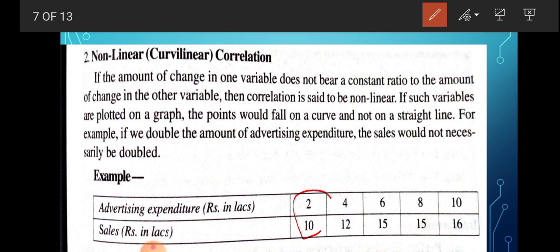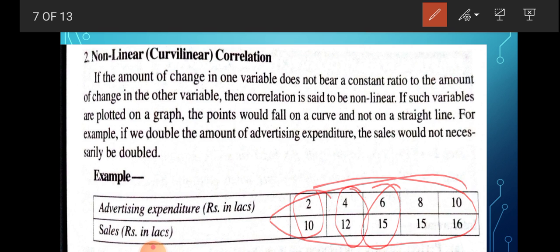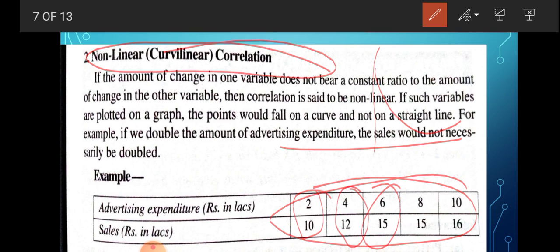So here see, here the ratio is 5, here the ratio is 3, 1 by 3, 6 by 15, it will be 2 by 5. So the ratios are not constant, and so this kind of correlation is known as non-linear correlation or curvilinear. Because if you draw the graph, you will get a curvilinear, means you can get a curve figure.